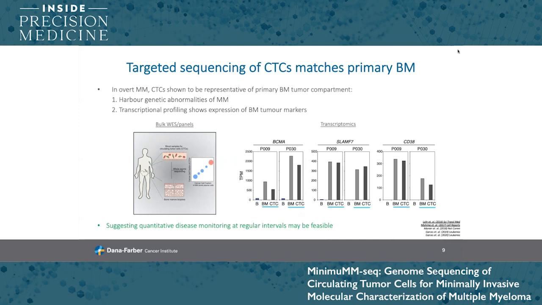So taken together, these results suggest that quantitative disease monitoring at regular intervals may be feasible using a liquid biopsy-based test and circulating tumor cells. However, while previous studies have relied on targeted methods, there have been no studies using unbiased technologies to detect any abnormality present, and specifically this includes translocations, which were one of the key primary events of myeloma, which was discussed earlier.